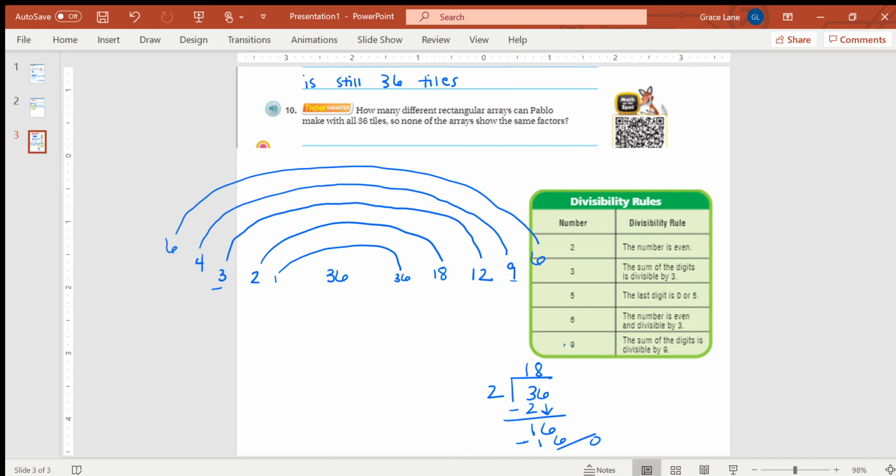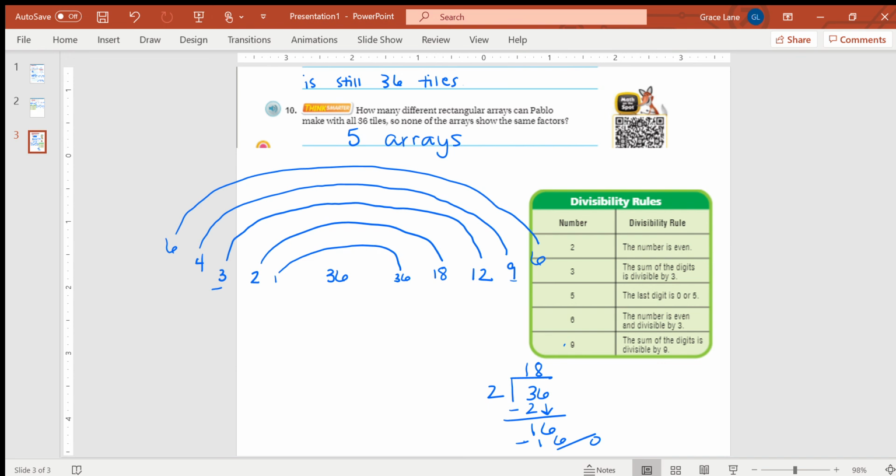So what this is kind of saying is, how many different rectangular arrays can Pablo make with all 36 tiles so none of the arrays show the same factors? So you could think of it as 1 row of 36. You can have 2 rows of 18, 3 rows of 12, 4 rows of 9, 6 rows of 6. How many different rectangles was that? It was 1, 2, 3, 4, 5. So this is kind of asking you how many pairs. It's not asking you for how many factors. You could say 5 arrays, because there were 5 different options.